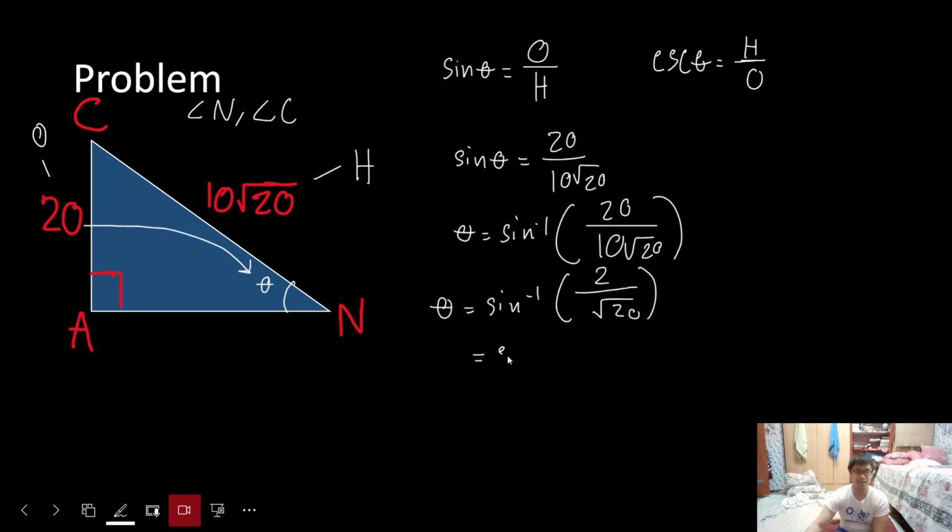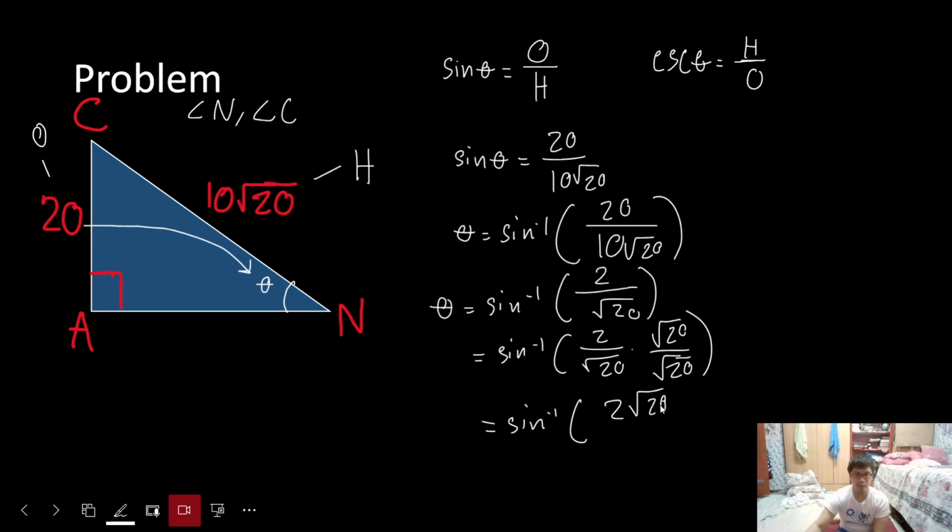We can rationalize. Okay? So here we can have 2 all over square root of 20 times square root of 20 all over square root of 20. So the answer here, arc sine of 2 times square root of 20, so 2 square root of 20, all over square root of 20 times square root of 20, it's 20. And we can still simplify this one because 2 square root of 20 and 20 are both divisible by 10. Okay? So let me just put it here.